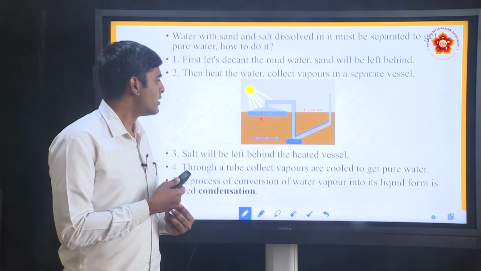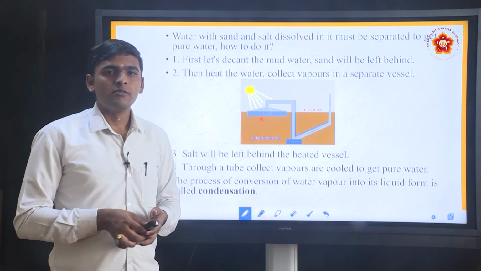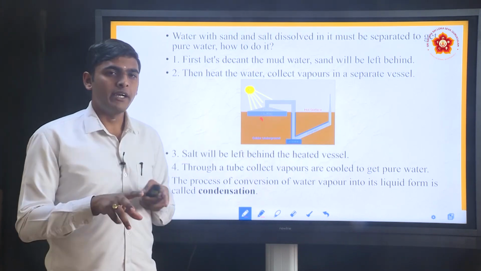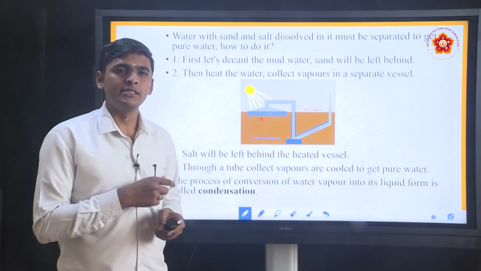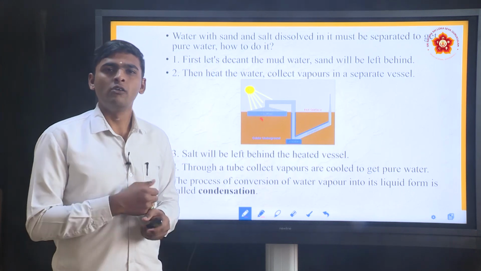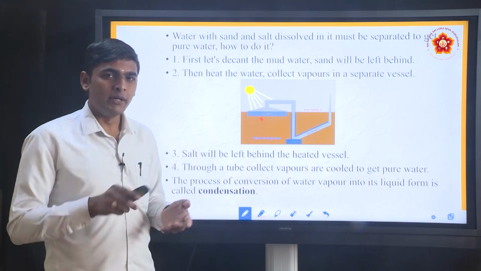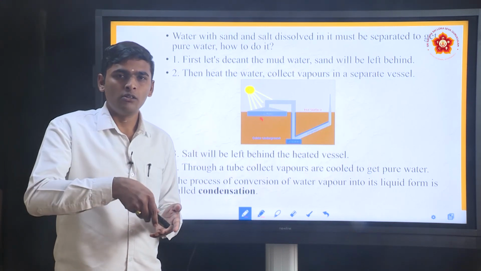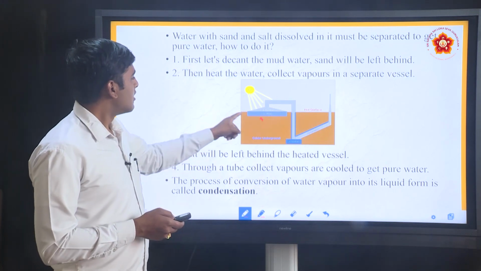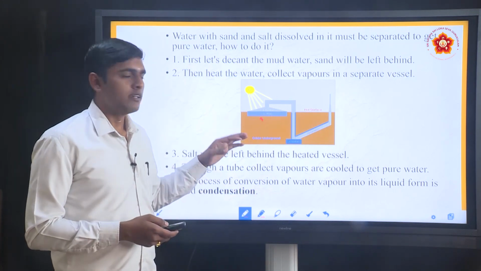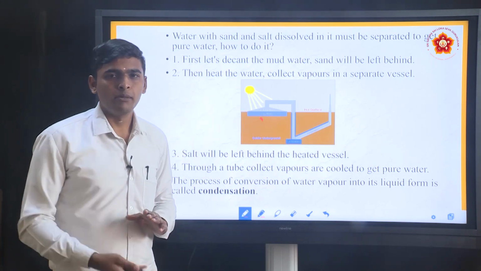Next we will see an example where we use this method to separate mud and salt. How to separate this mud and salt? If we get mud and salt, how will we separate them? We use this method. So, first to the mud and salt, we pour water, and that water is allowed to get heated up. That water vapor will go up, leaving behind the mud particles.